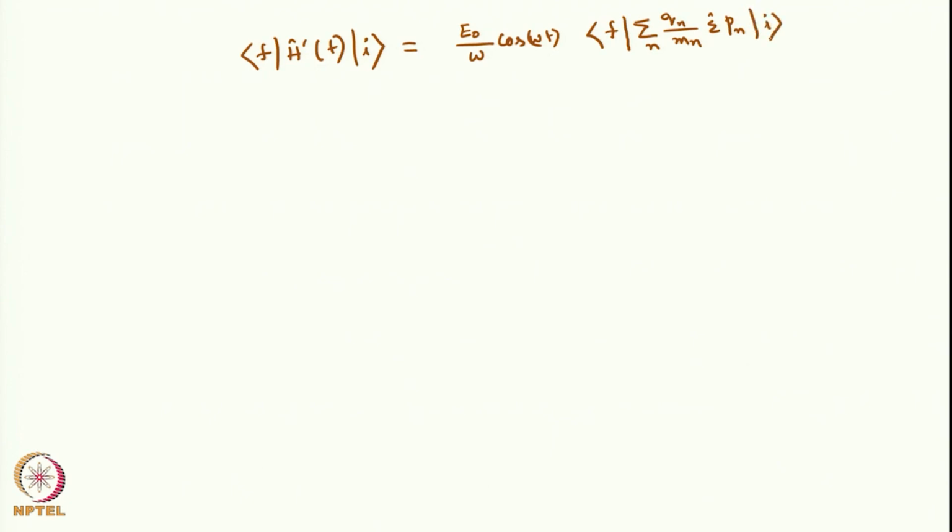Now, to begin with, we will start with some other equation. If I take a quantity called the commutator of R and H naught, that is, the commutator of operators R and H naught.